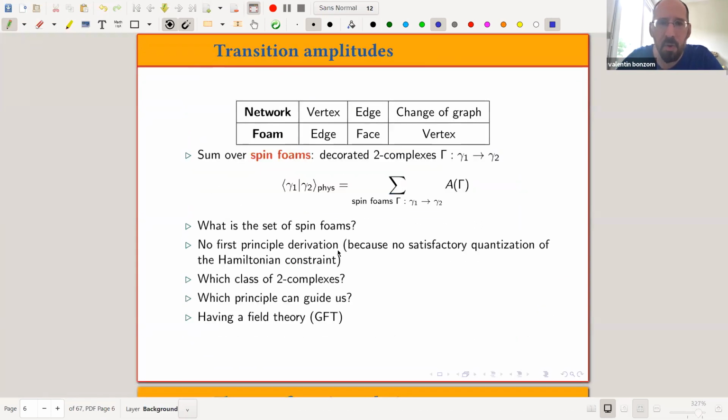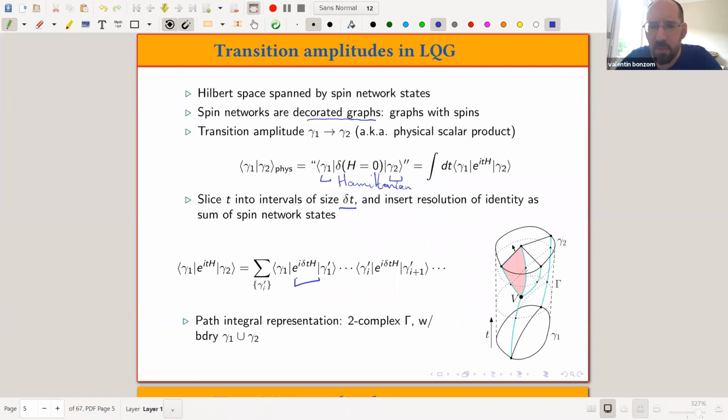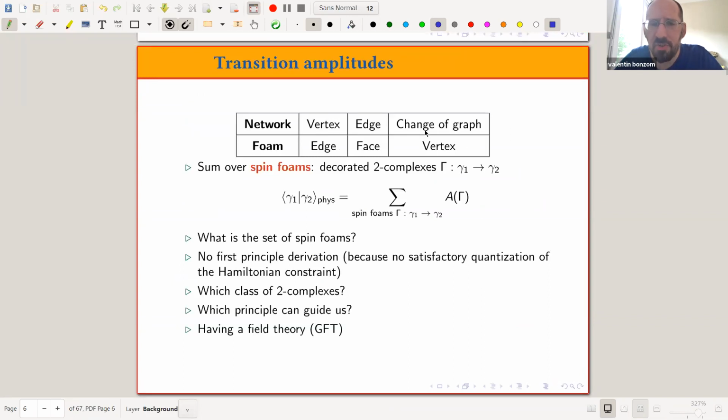Okay. So when you do this evolution, you start with a spin network, and it has vertices and edges. When they evolve, you get something that's called a spin foam, and a vertex becomes an edge when it evolves. Sorry. And an edge becomes a face. So that was represented here by this pink area here, which is a face of the foam. And then when you want to change the spin network, you need a vertex in the spin foam. So eventually, because it's like a path integral representation, you want a sum over spin foams, which means summing over decorated two-complexes, capital gamma this time. And so you do this sum with an amplitude A of gamma, which interpolates between gamma 1 and gamma 2.